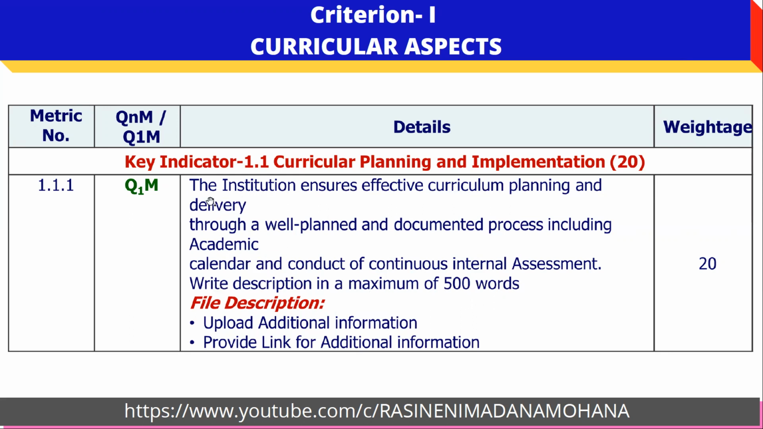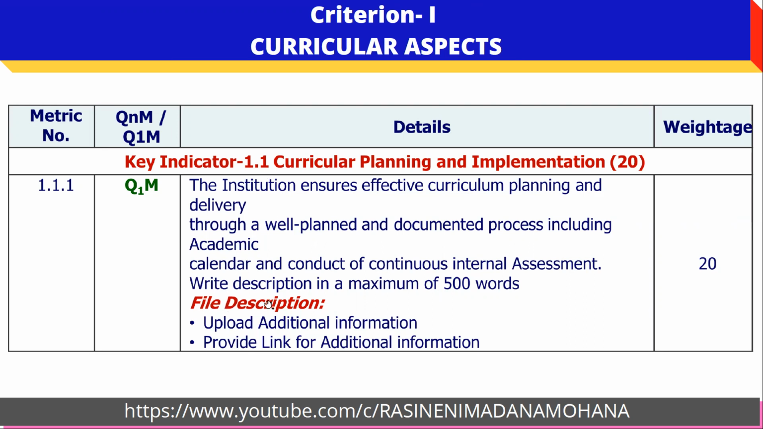Write up with respect to effective curriculum planning and delivery through a well-planned and documented process, including academic calendar and conduct of continuous internal assessment as per your regulations, or whatever syllabus you are following based on the affiliating university. You have to explain the process. The weightage is 20 for this metric.